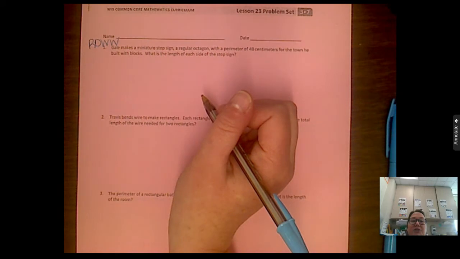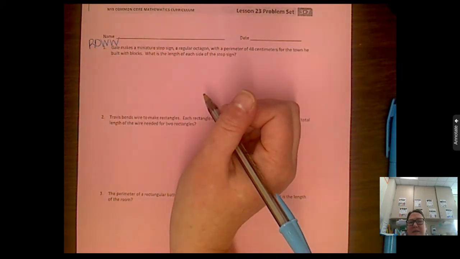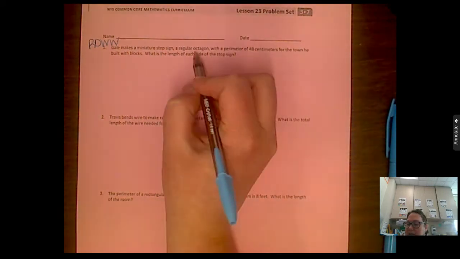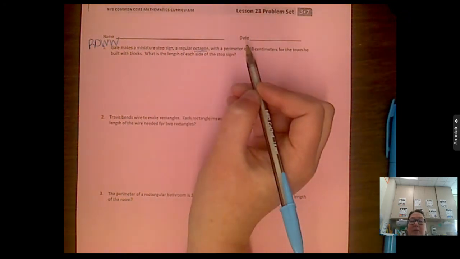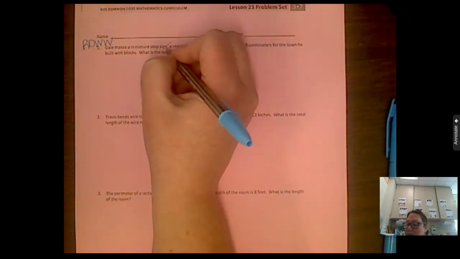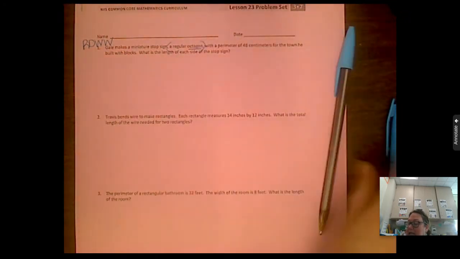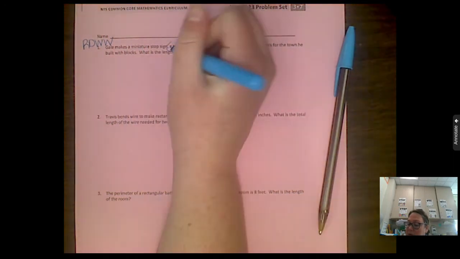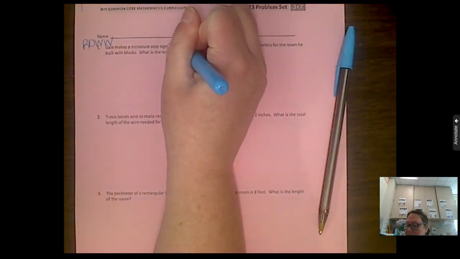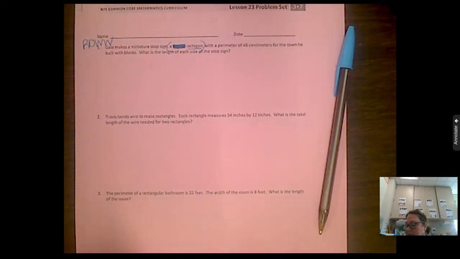So he makes a miniature stop sign. What shape is a stop sign? It's an octagon, and they actually tell us that right here. But more specifically, it's a regular octagon. Let's highlight that word regular, or at least circle it. What does it mean if it's regular? If a shape is regular, what does that mean?